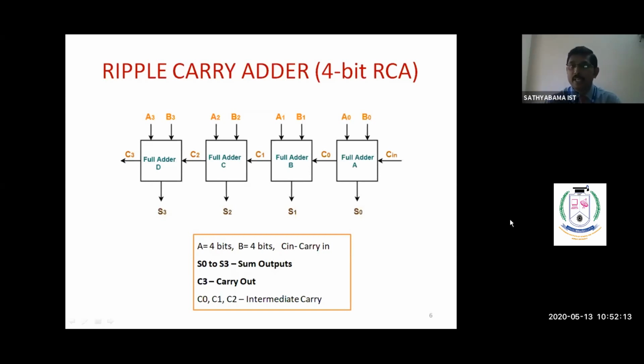Like this, from the LSB bit to the MSB bit, we give the inputs to the full adders, and the carry propagates from one stage to the next, from the input to the output path. This is called a 4-bit ripple carry adder. So if you want to add two 4-bit data, we use a 4-bit ripple carry adder.